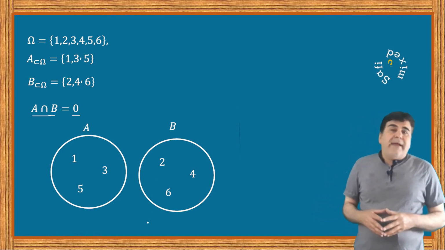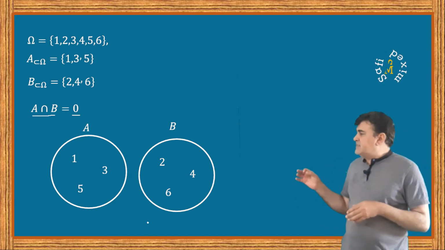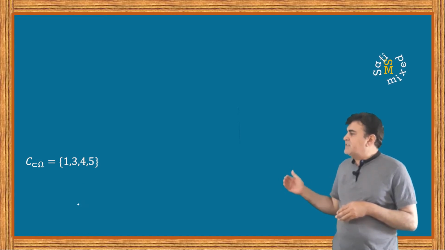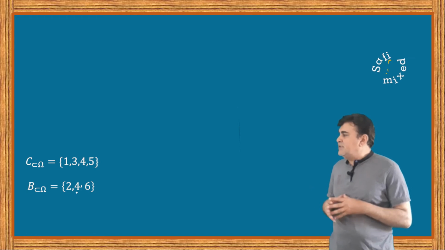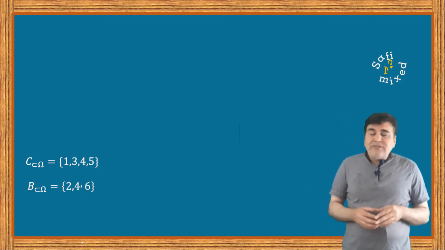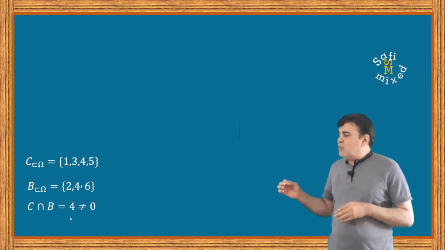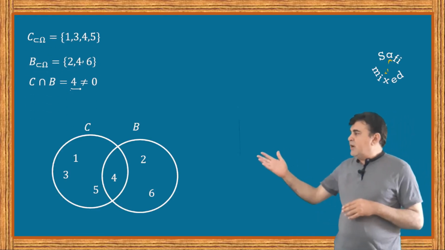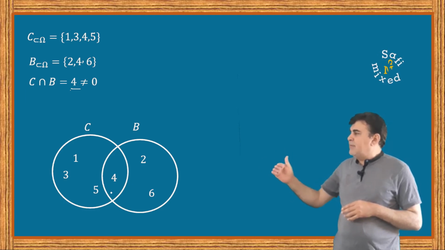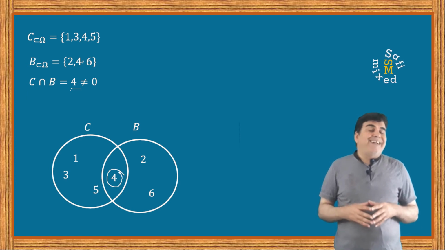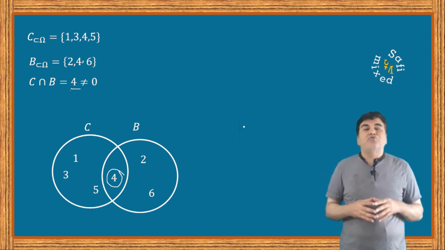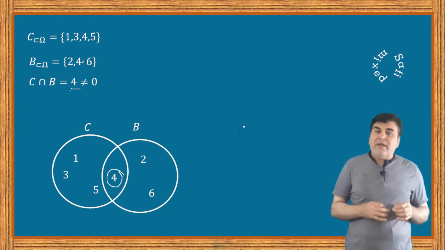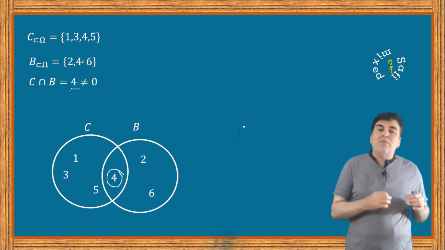On the other hand, if the two subspaces are chosen such that C is a subspace of omega, which consists of the first 5 numbers, and B is again a subspace consisting of only the 3 even numbers, then obviously the intersection of these two events is not equal to 0 and is equal to 4. The Venn diagram in this case becomes like this, where the two circles overlap, sharing the element 4. Now events for which the intersection is not equal to 0 are not mutually exclusive events. So events A and B are mutually exclusive, whereas events C and B are mutually not exclusive.